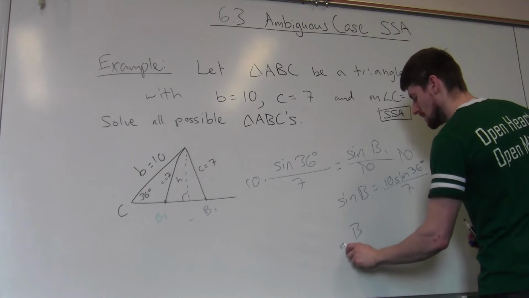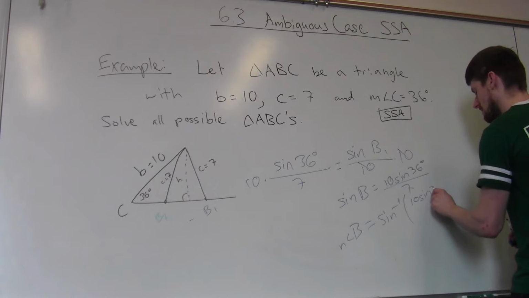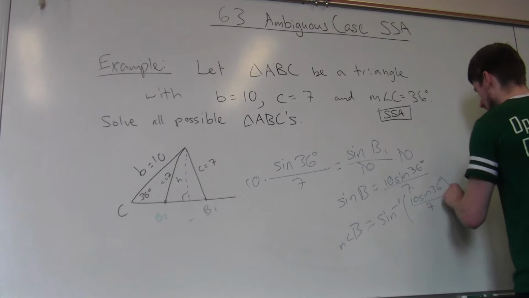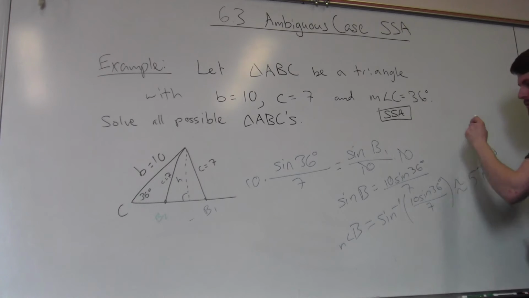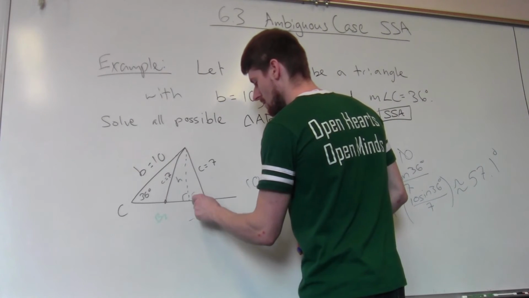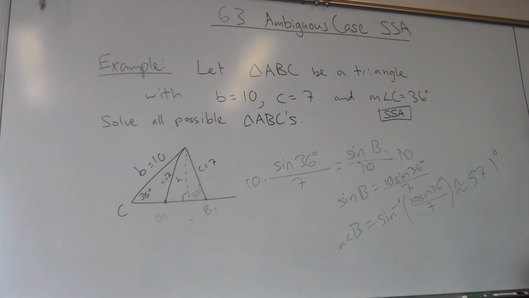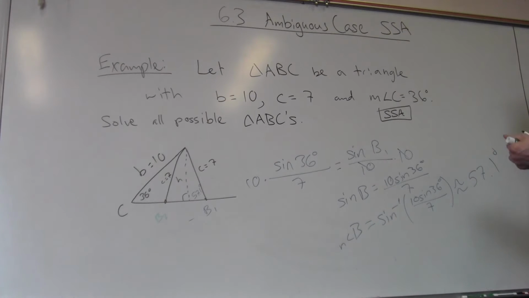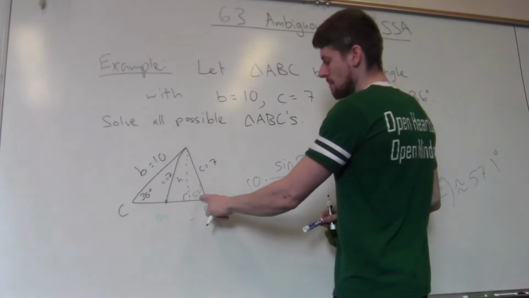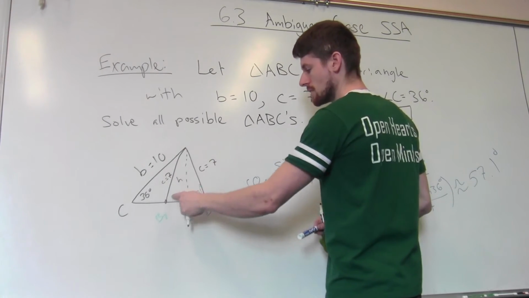So then the measure of angle B is equal to the inverse sine of 10 sine 36 over 7, which is roughly 57.1 degrees. So here's 57.1 degrees. Let's also find the measure of angle B2 while we're at it, because it's actually staring us in the face. This one and this one are congruent because of the isosceles triangle right here. So this is also 57.1.